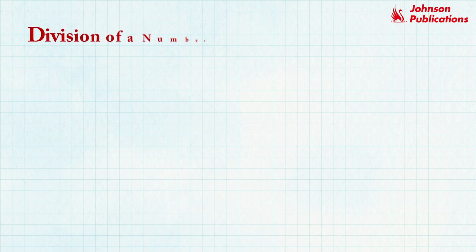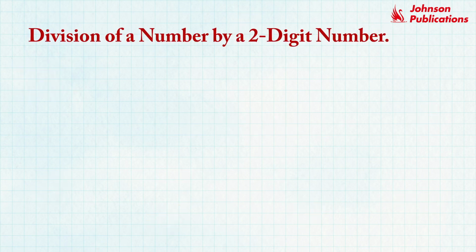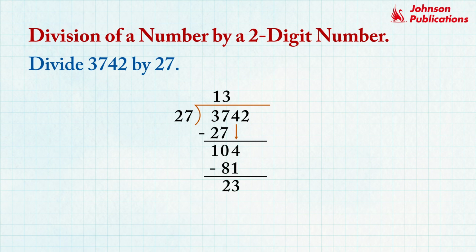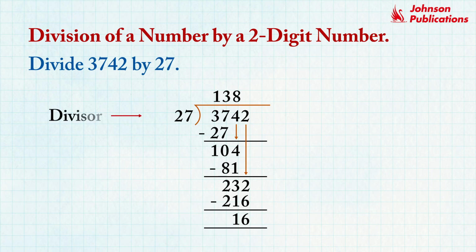Division. Division of a number by a two-digit number. Divide 3742 by 27. Step 1. 37 is greater than 27, so divide 37 by 27. Step 2. Bring down the next digit and divide. Step 3. Therefore, the quotient is 138 and the remainder is 16.